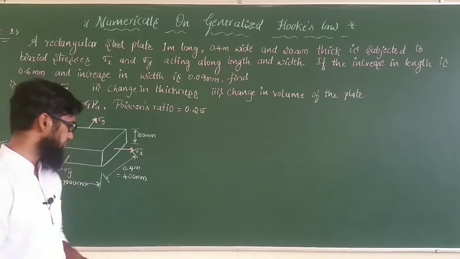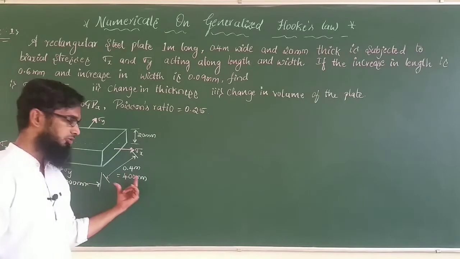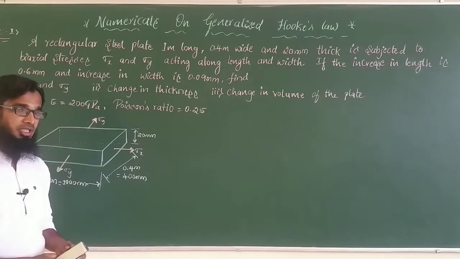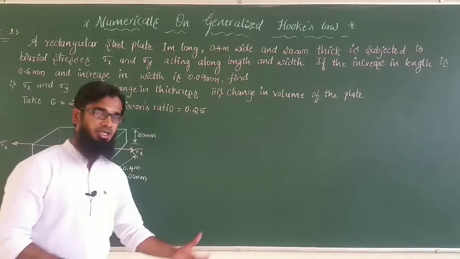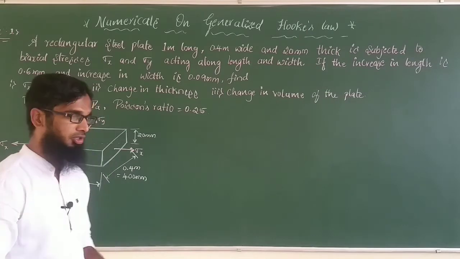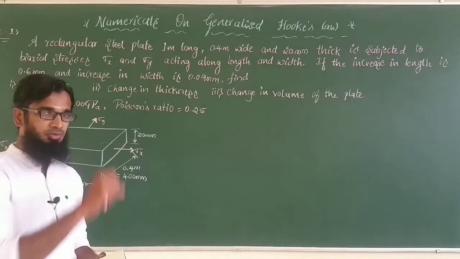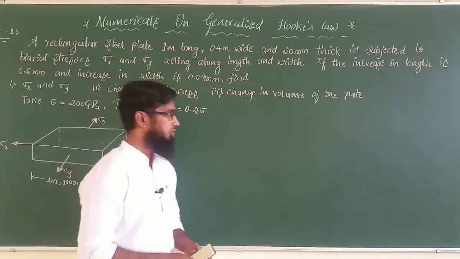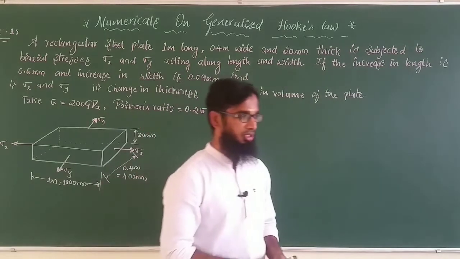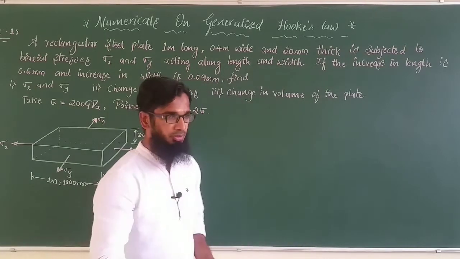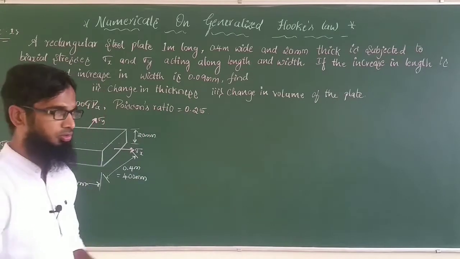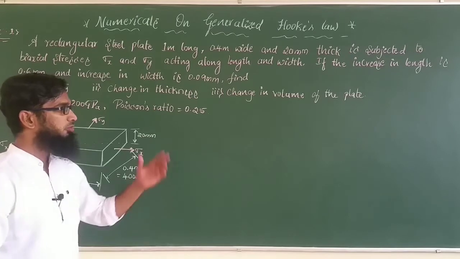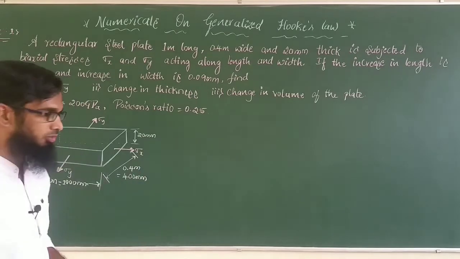At the same time, the length and the width will increase, and the thickness will decrease because of the change in dimensions along the x axis and the y axis, that is along the length and the width. So at the end the thickness gets reduced, and I need to find the change in thickness. The last one is the change in volume of the plate. Obviously, when we apply some load there will be changes in dimensions, delta Lx, delta Ly, delta Lz, in all three axes. At the end I need to find the change in volume, delta V.